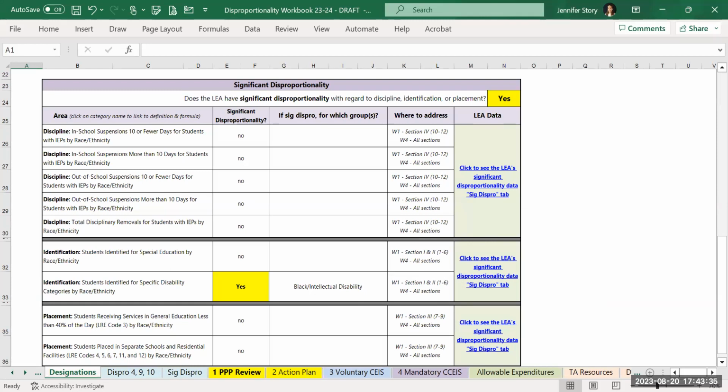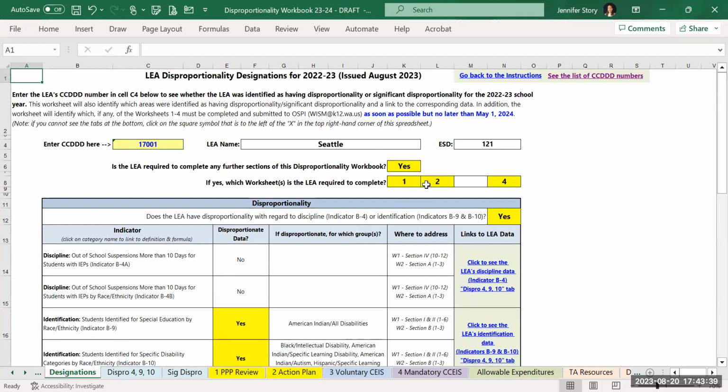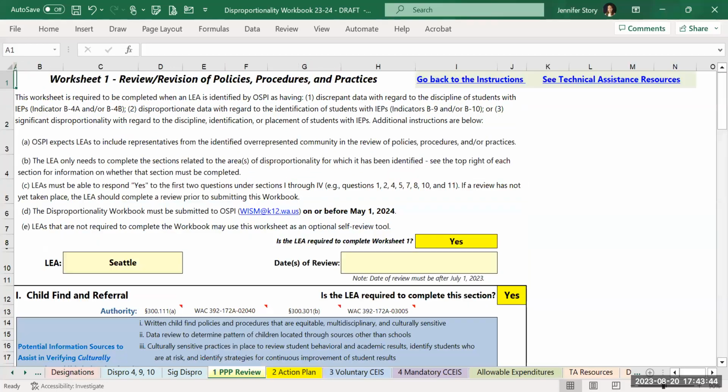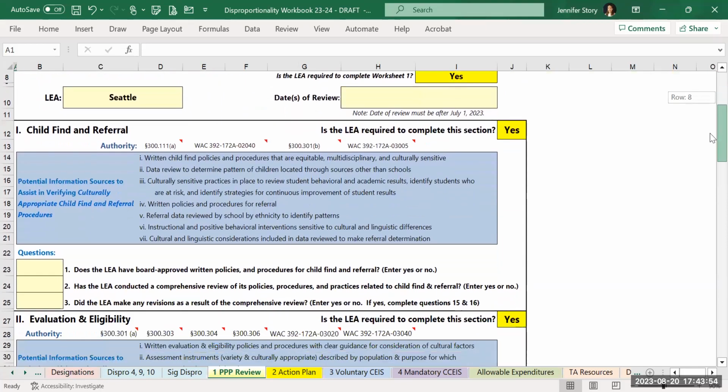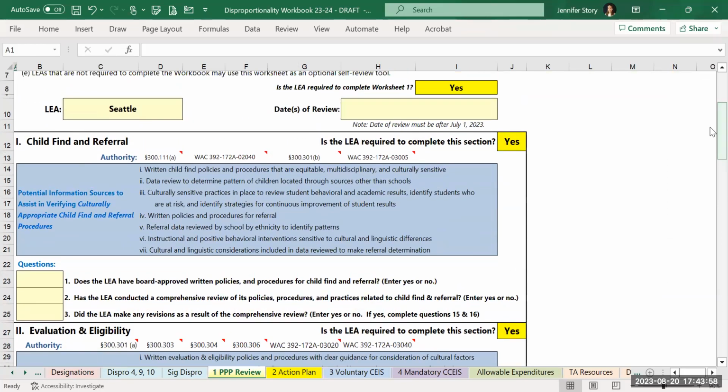Now let's talk about the 4 worksheets. We saw at the top of this tab that this particular district is going to be doing worksheets 1, 2, and 4. Worksheet 1, when you click there, will already have your LEA's name there. It will tell you if you have to do this worksheet or not, and which sections of the worksheet you have to do, because you only have to do sections related to your area of disproportionality.